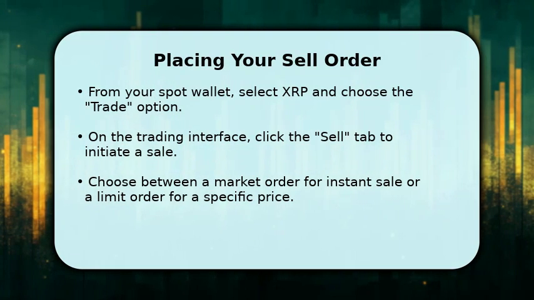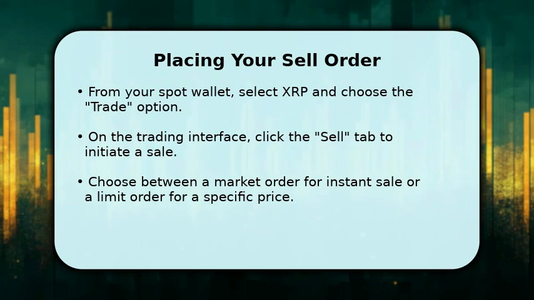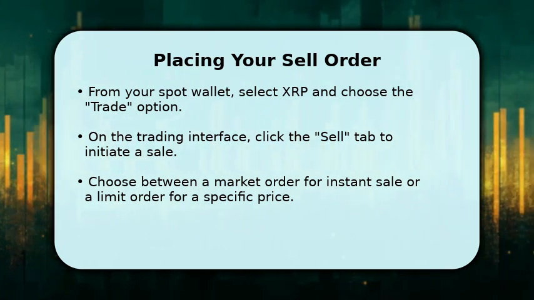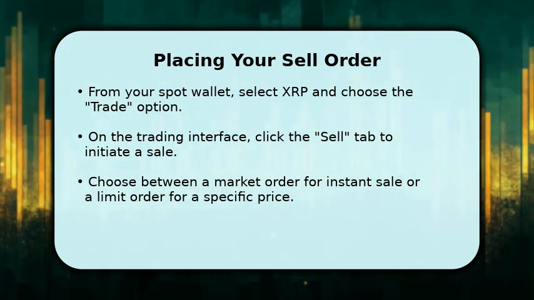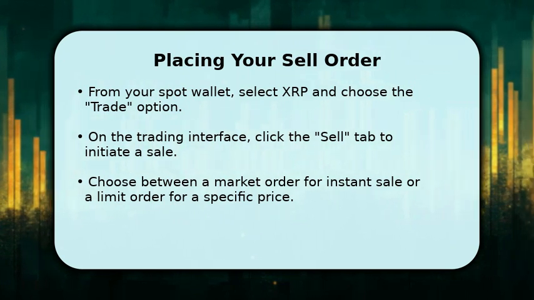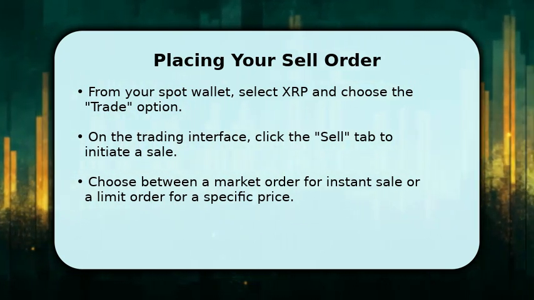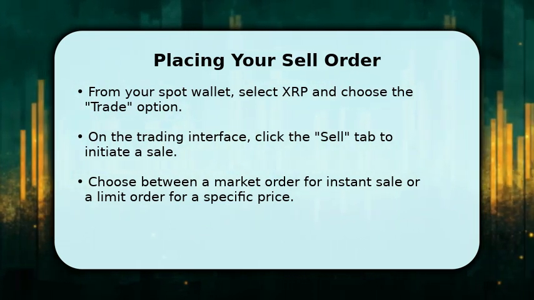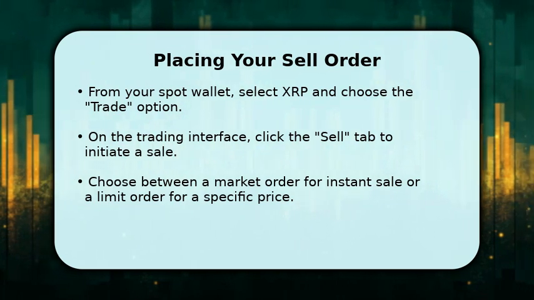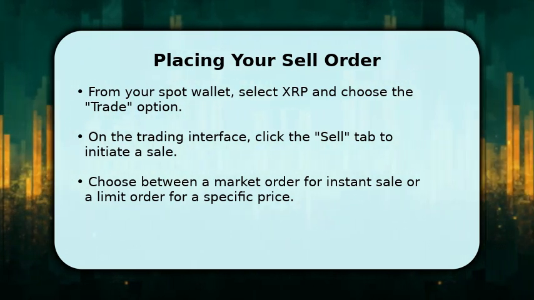Now that you've located your XRP, click on it and select the Trade option. This will take you to the trading interface. Here, you'll see a Buy and Sell tab. Click on Sell. You have two main choices: a market order, which sells your XRP immediately at the current market price, or a limit order, allowing you to set a specific price at which you want to sell.